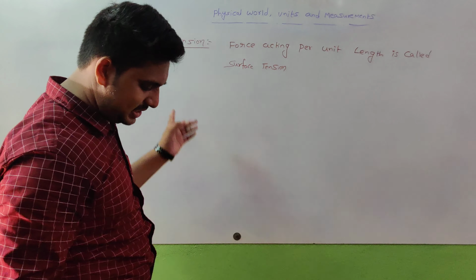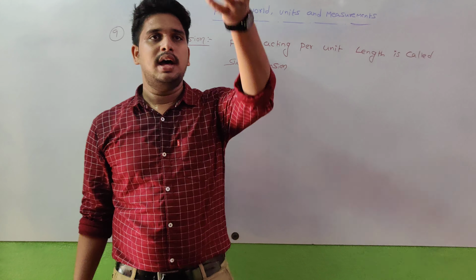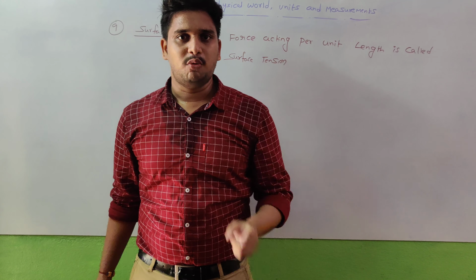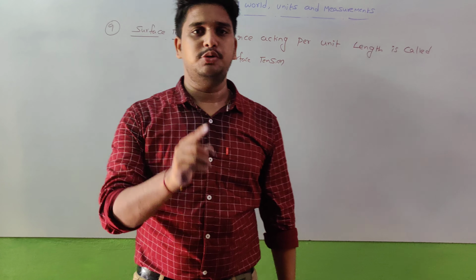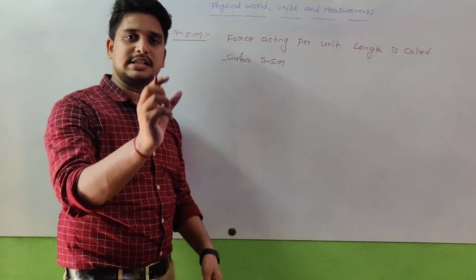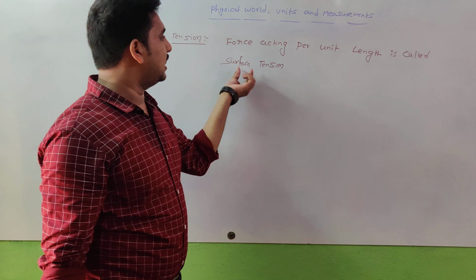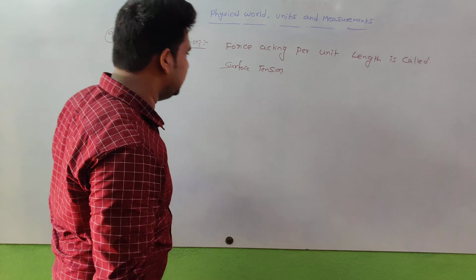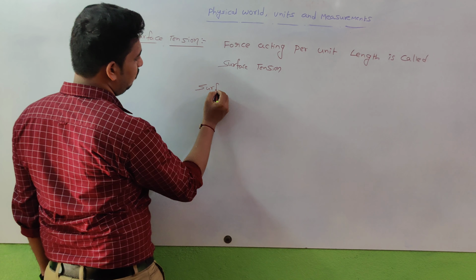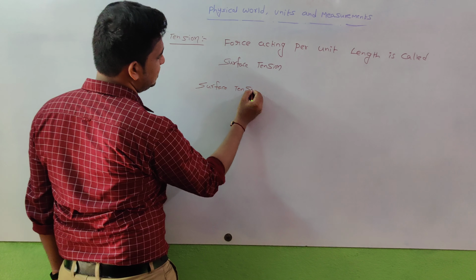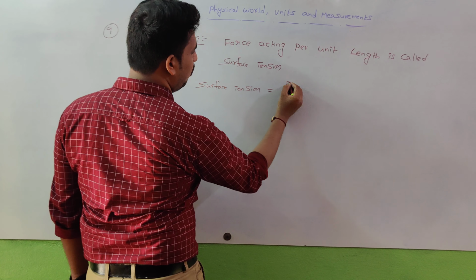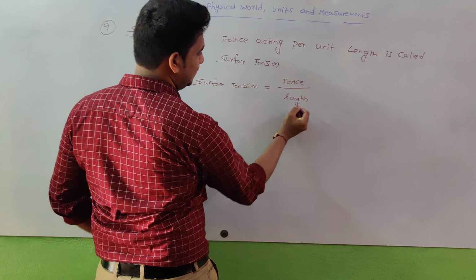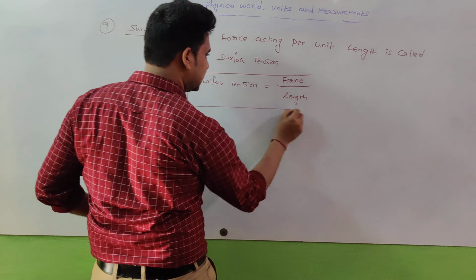The best example for surface tension is rain falling. The raindrops are always spherical in shape. Why are raindrops spherical? Due to surface tension. What is meant by surface tension here? Force acting per unit length. Then the formula for surface tension: surface tension is equal to force acting per unit length, that means force by length.